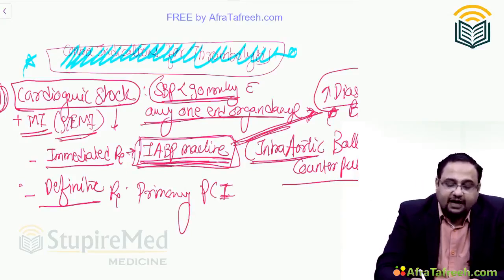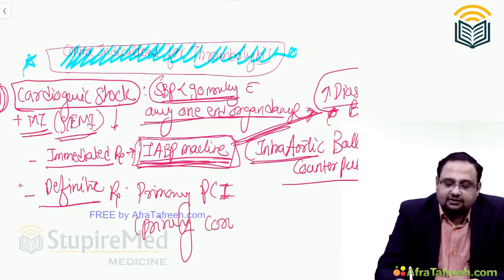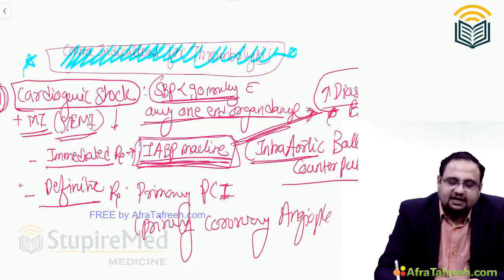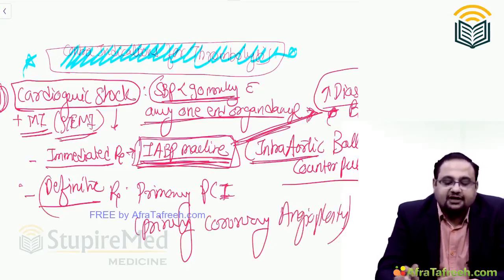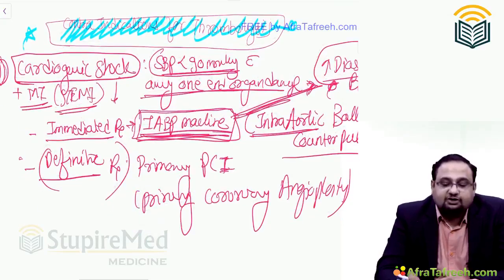So it's known as primary coronary angioplasty. So this is the treatment of choice for definitive treatment in case of cardiogenic shock. Is that so clear friends?